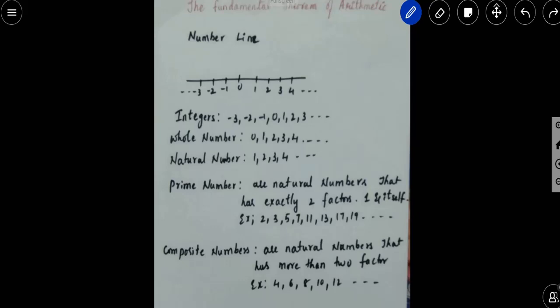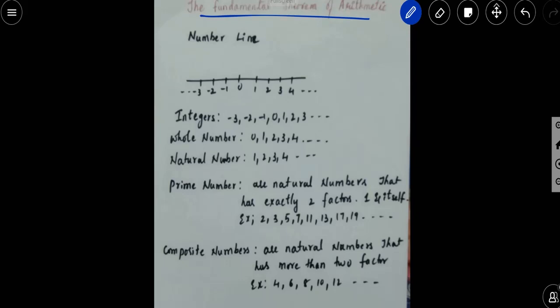Today we are going to solve problems on chapter 1, Real Numbers, exercise 1.2. Check my previous video for exercise 1.1 on real numbers. The topic here is the fundamental theorem of arithmetic. Before going into this, we should know what prime numbers and natural numbers are.